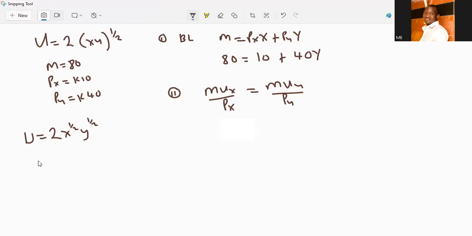So how do you differentiate, we already did this one, right? Remember. What is the derivative? What is MUX? Dummy here is what? Y^half. We're differentiating what? 2x^half, which is what? X^minus half, right? Yes, Chipo.